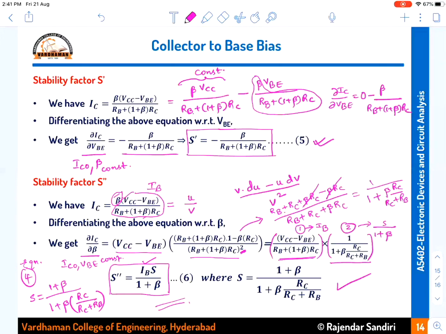Out of these two biasing methods, fixed bias has a high stability factor, and that drawback is eliminated by collector to base bias, where the stability factor value can be controlled by properly choosing the values of RB and RC. RB should be chosen small, RC should be chosen large, then you can have a smaller value of S.